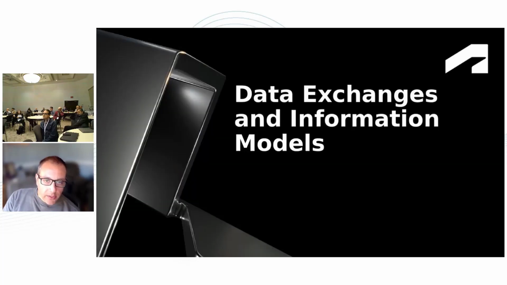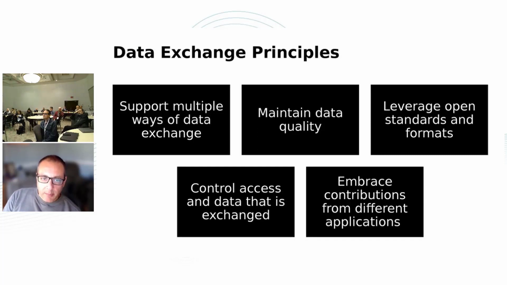Next slide, please. So data exchanges: how does this relate to information models? Slide, please. So just some quick principles: supporting multiple ways of data exchange. We have loads of data that exists today. Information models are great and useful and hopefully will grow over time, but we do need to support different ways of exchanging that information. The exchange mechanisms need to support data quality and keeping it consistent, so that there's no degradation in the data, and that the control of access and what data is exchanged is not something that would inherently change the quality of the data.